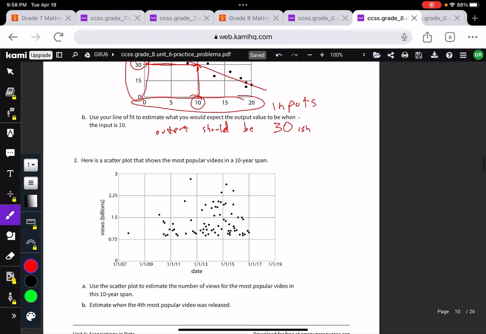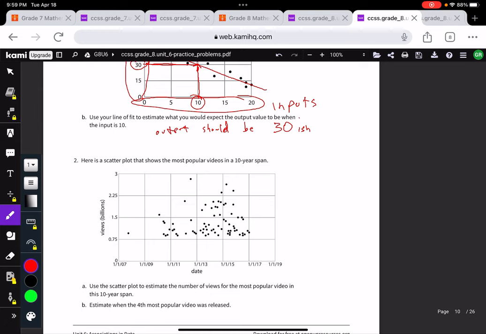Number 2 says, here's a scatter plot that shows the most popular videos in a 10-year span. It shows the dates, and then it shows the billions of views. I bet you Baby Shark is one of those, for crying out loud. How that gets a billion and some, that and Gangnam Style. You probably know the others better than I do, but I do know those two are ridiculously, well, Gangnam Style is kind of catchy. I'll give it that, but Baby Shark, how that has a billion views, I have no idea.